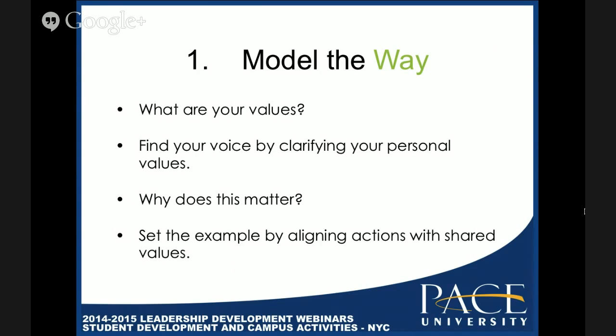This can be achieved through discussions at designated executive board meetings and also by clarifying the group's mission listed in the Constitution. As student leaders, you are leading by example, and your actions as well as your words should reflect your values. Model the way by finding your values. Find your voice by clarifying your personal values. Set the example by aligning actions with shared values.